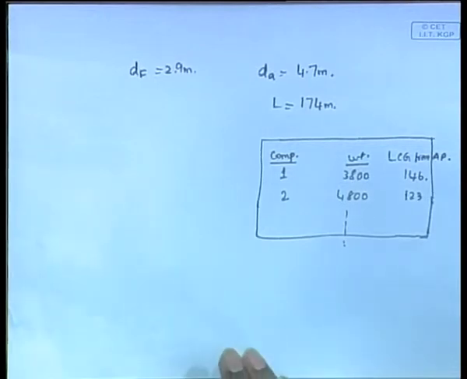And now you go exactly backwards from the problem. What we did initially, from that LCG, you find B0 B1. You go backwards to find the distance through which it has shifted. From B0 B1, you go backwards to find the trim. And from trim, you add and subtract the trim to get the final drafts. So it's just going backwards.